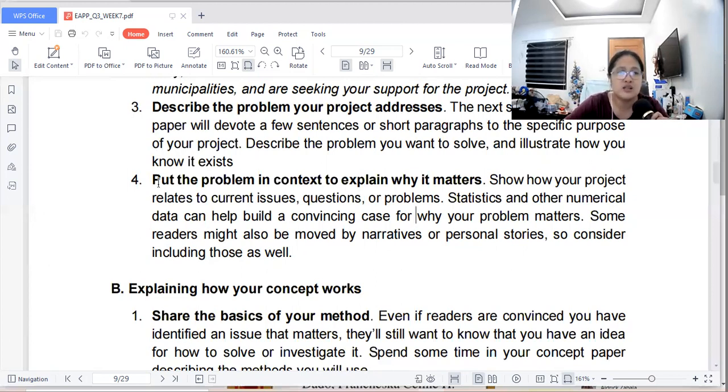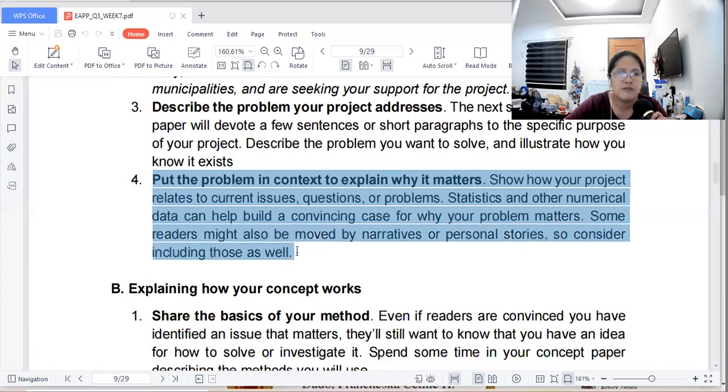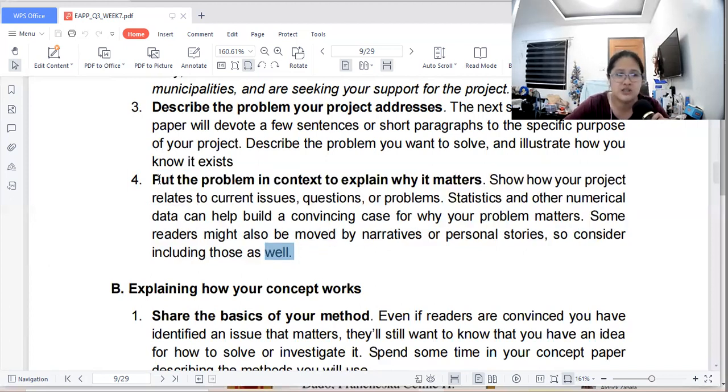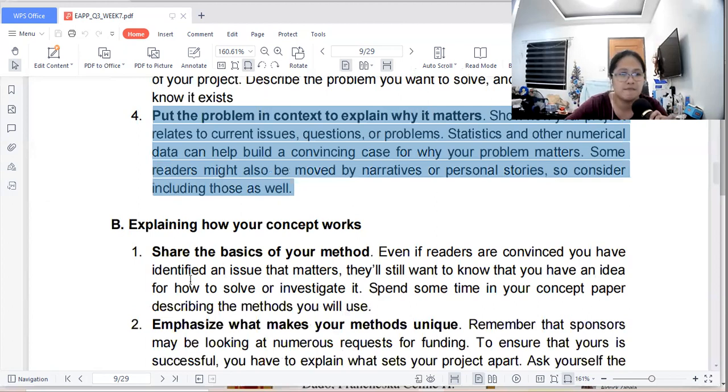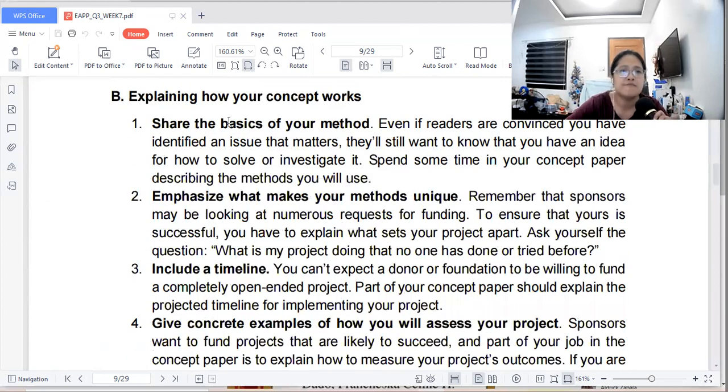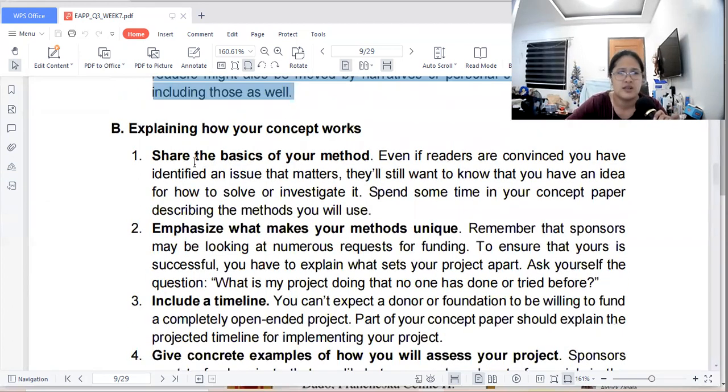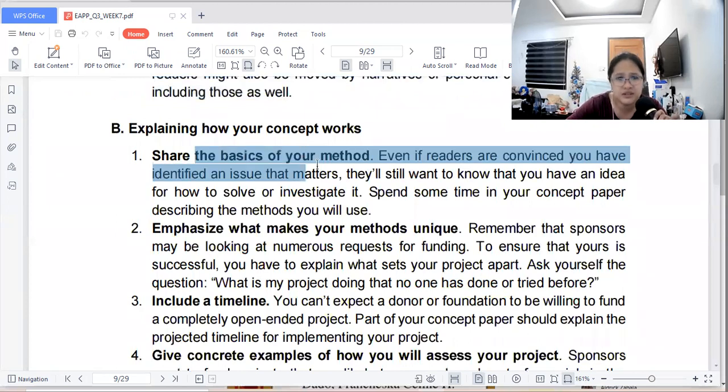So, if they are sponsoring a project, might as well give it to someone na may magandang project, well-researched, at may siguradong kapupuntahan. And then next is that you have to explain how your concept works. So, share the basics of your method, paano gagawin, okay? You describe them, how you go about it, okay?